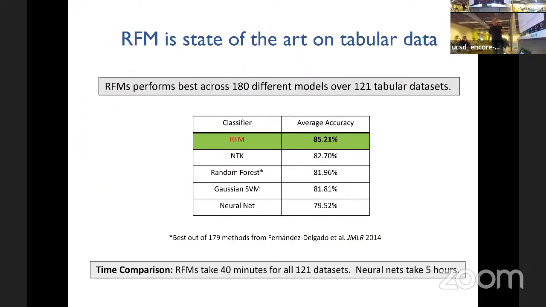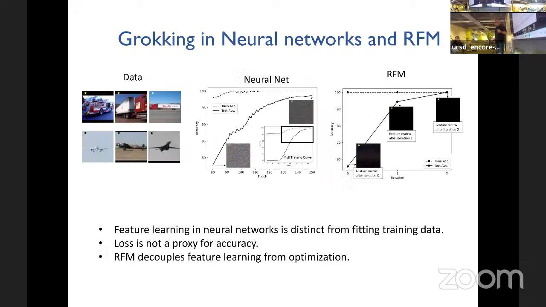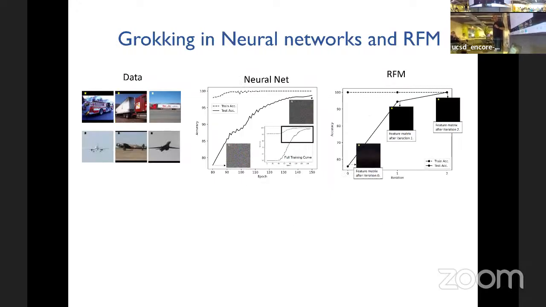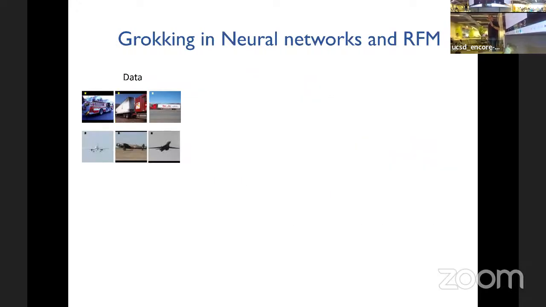Basically, at least on tabular data, this works as well as anything. It's very competitive with the state of the art. This is over 121 different data sets. And in fact, it's much faster. Now, let me go back and show you this experiment, which I think explains a lot about what's happening, at least in some of these setups.